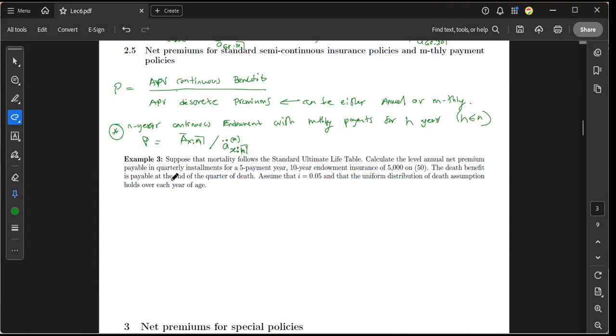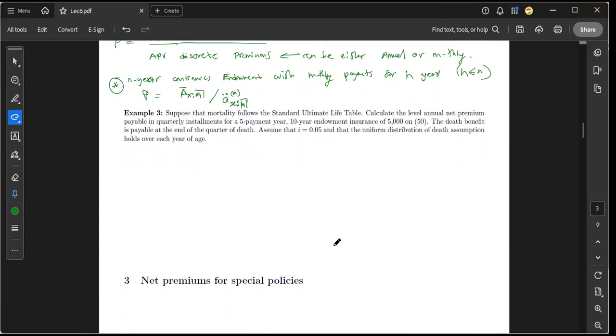So in this example, we can digest it easily. Suppose that the mortality follows the standard ultimate life table, and calculate the level annual net premium payable quarterly. Since it is quarterly, we know m is equal to 4.